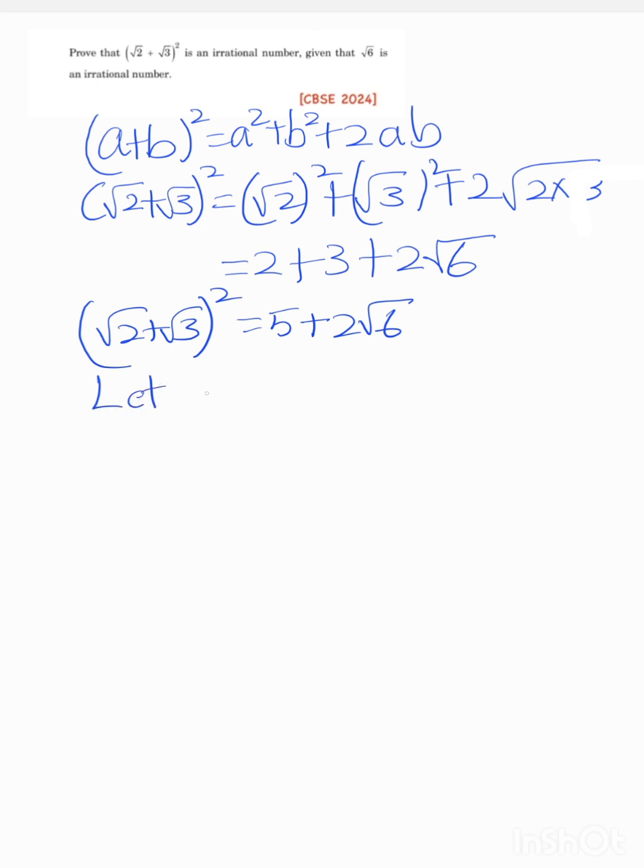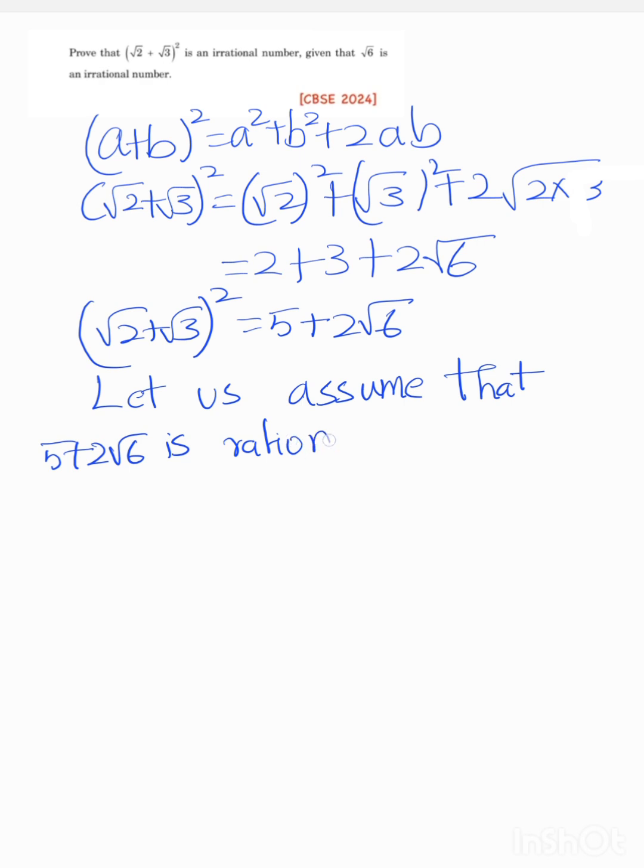So let us assume that 5 plus 2 root 6 is a rational number. If it is a rational number, we can write it in the format of p by q. So 5 plus 2 root 6 is equal to p by q.